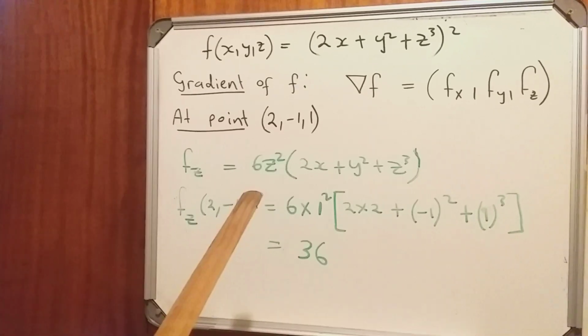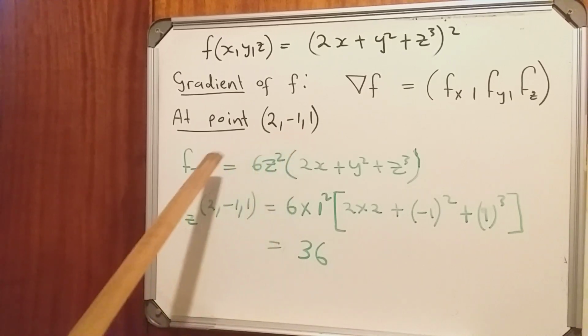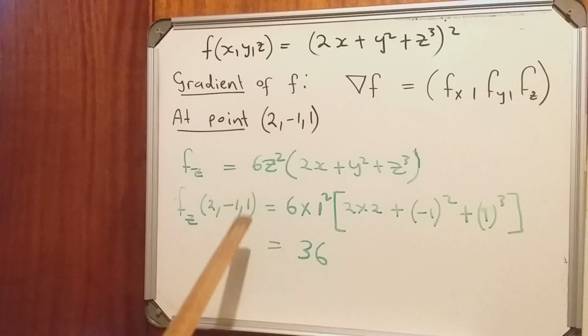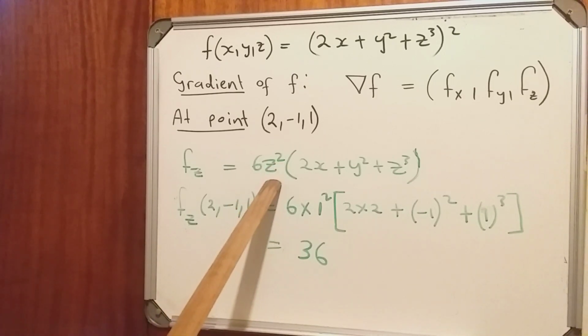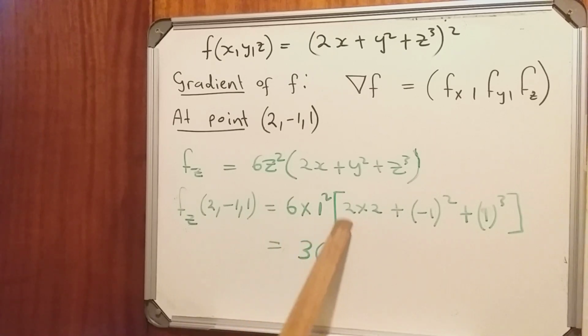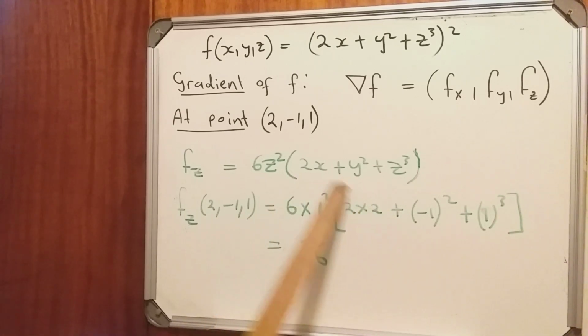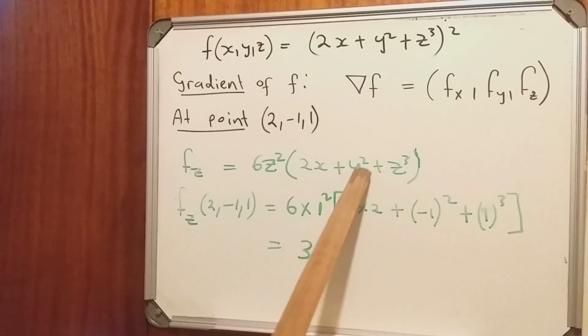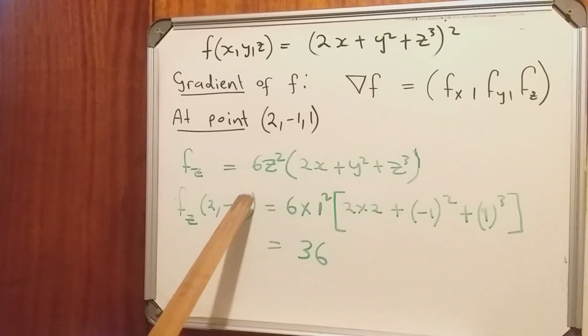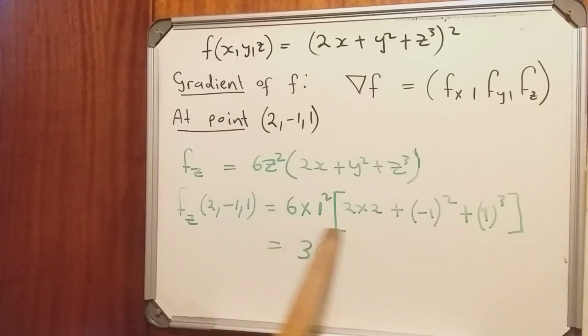Okay. So now we are going to calculate the partial derivative with respect to z at that point. So we know it's 6 times z squared, where z is 1. So 6 times 1 squared multiplied by 2 times 2 plus y, which is negative 1 squared, plus z, which is 1 cubed. Punching everything in your calculator gives you 36.